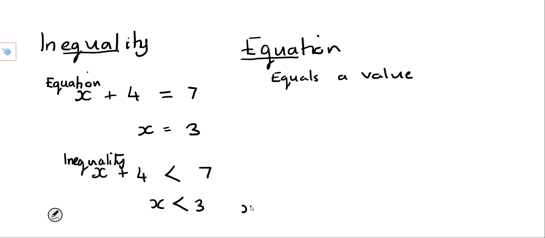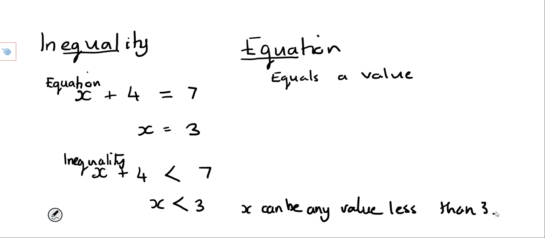So that's what this means. x can be any value less than 3. Wait, so you have to solve it by an equation and then you have to... Yeah, exactly. That's what people do. Do you want to write it now? This one, I would say x can only be 3. But the inequality, x can be any value less than 3.